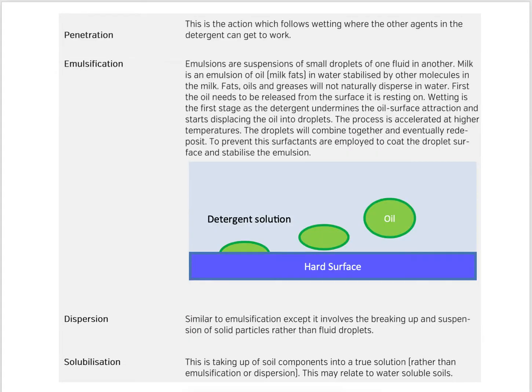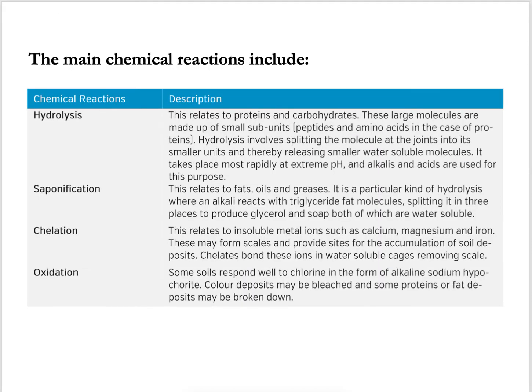Okay. Then the chemical reactions done by the detergents. There are different types of chemical reactions such as hydrolysis, saponification, chelation, oxidation. Hydrolysis means, we know, lysis by the effect of water. Under this reaction, usually the detergent breaks the proteins and carbohydrates and makes them smaller subunits. So it becomes easy to clean them.